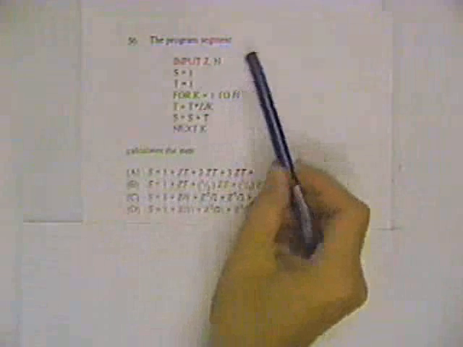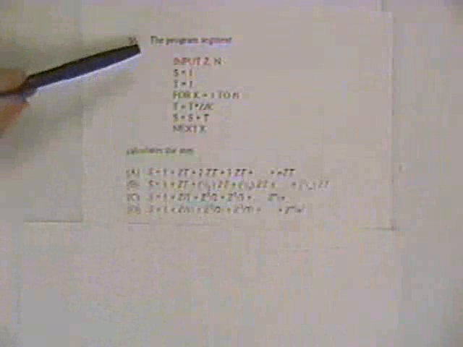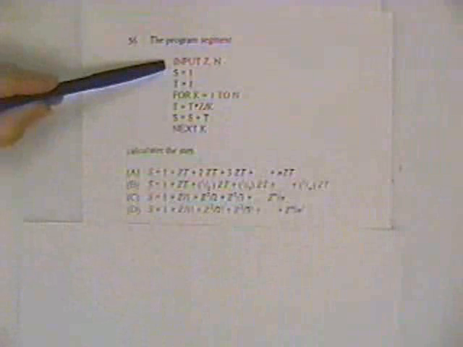In this case, the program begins with an input statement so that it indicates that some values have been given to the program and stored in variable locations called z and n, so that the program then has a value of z and n, but you don't necessarily know what it is when you're working the problem. Then we have two assignment statements that assign values of 1 to the variables s and t.